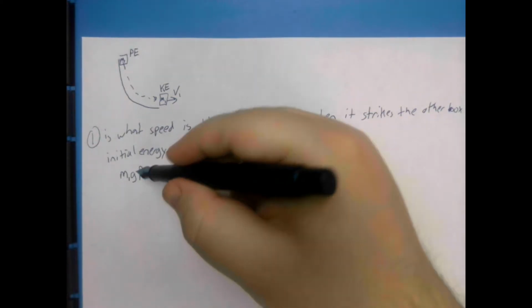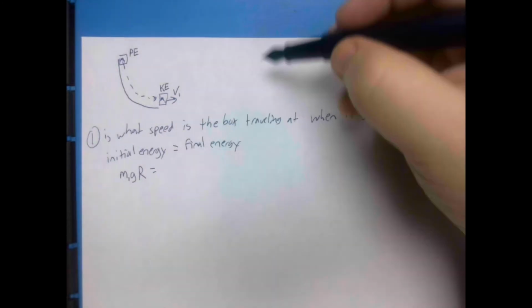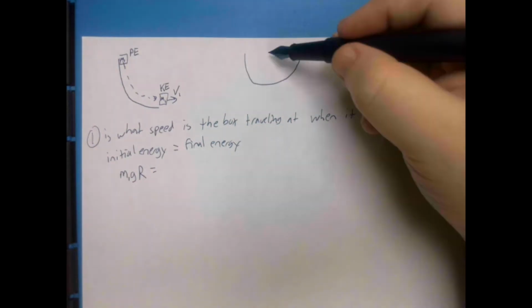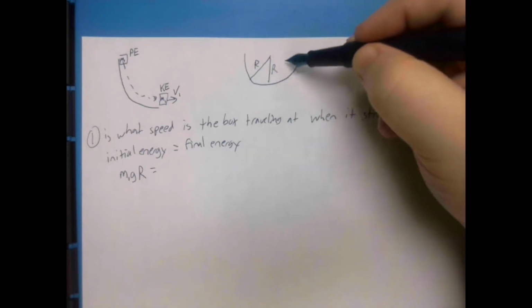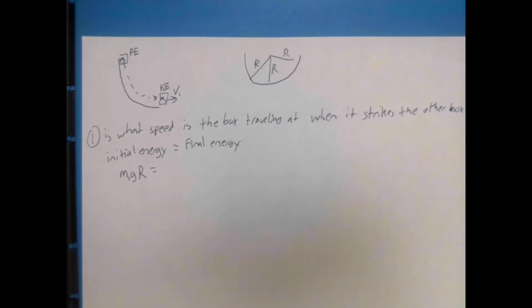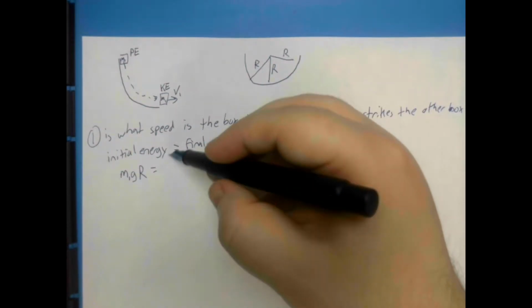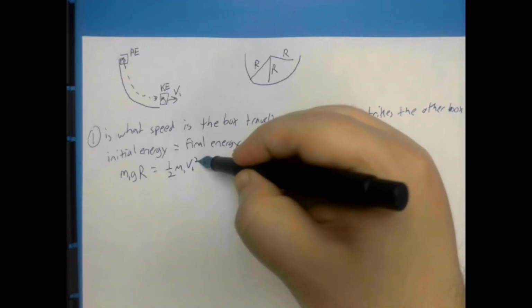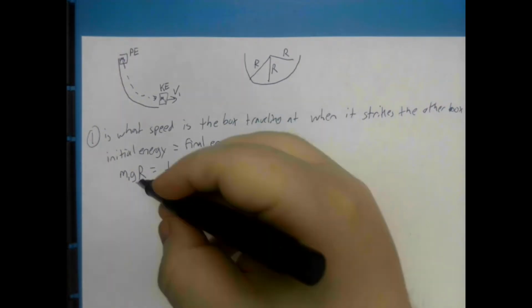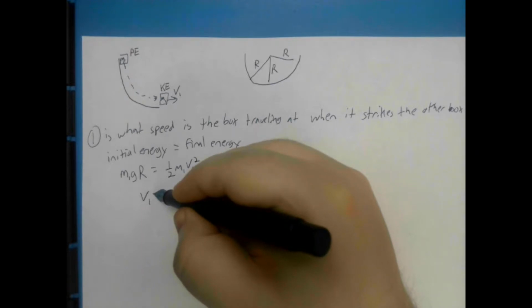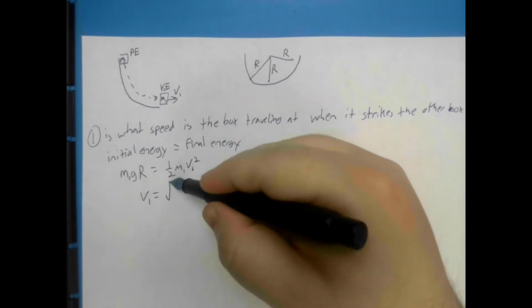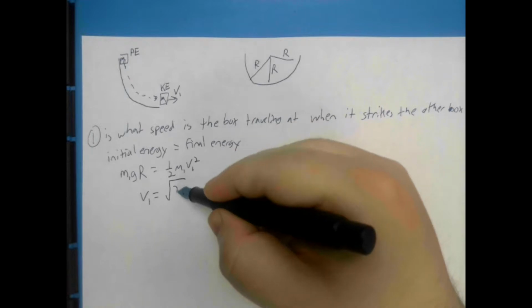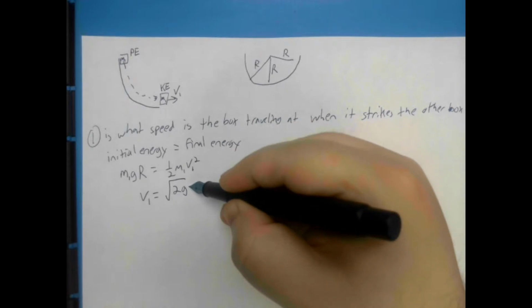So mgh. And remember, it's a semi-spherical bowl, so the radius is r. The radius is r everywhere on a circle. That's the definition of a circle. And that's equal to 1/2 m1 v1 squared. And solving for v1, we get that the final velocity is equal to the square root of 2gr.